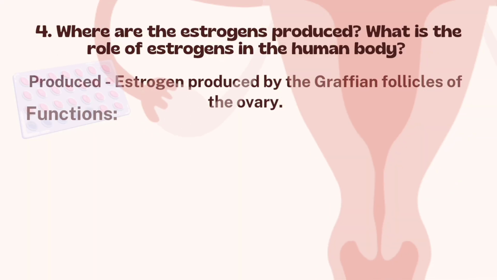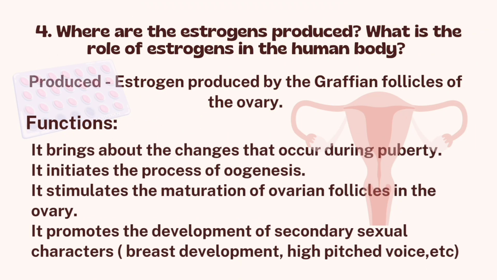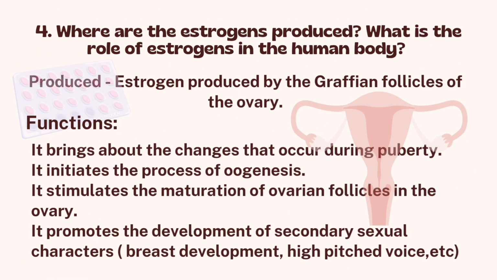Where are estrogens produced? What is the role of estrogens in the human body? Estrogens are produced by the Graafian follicles of the ovary. They bring about the changes that occur during puberty. They initiate the process of oogenesis. They stimulate the maturation of ovarian follicles in the ovary. They promote the development of secondary sexual characters.